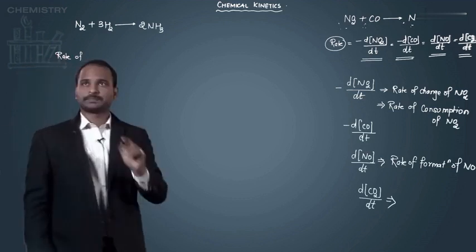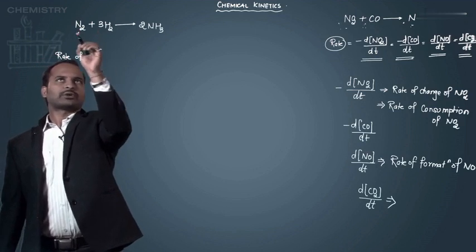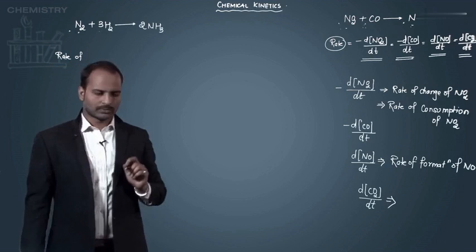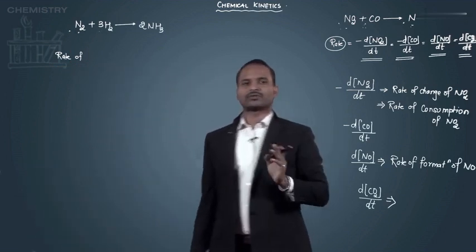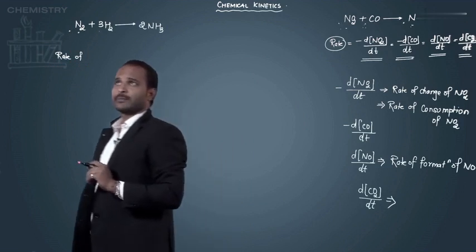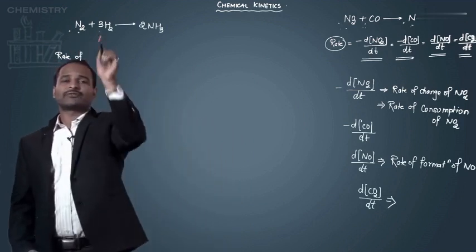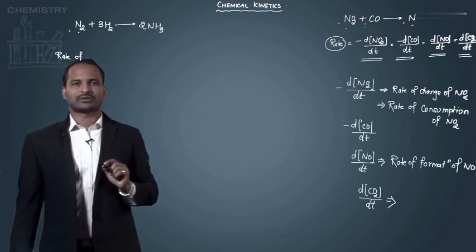Before that, if you can see, the coefficients are not 1 for all the components. Here the coefficient is 1, in this case the coefficient is 3, and in this case the coefficient is 2. In simple words, the rate of consumption or formation of all the components is not the same. The reactants are nitrogen and hydrogen, and both have different coefficients, which means their consumption rates are not the same.